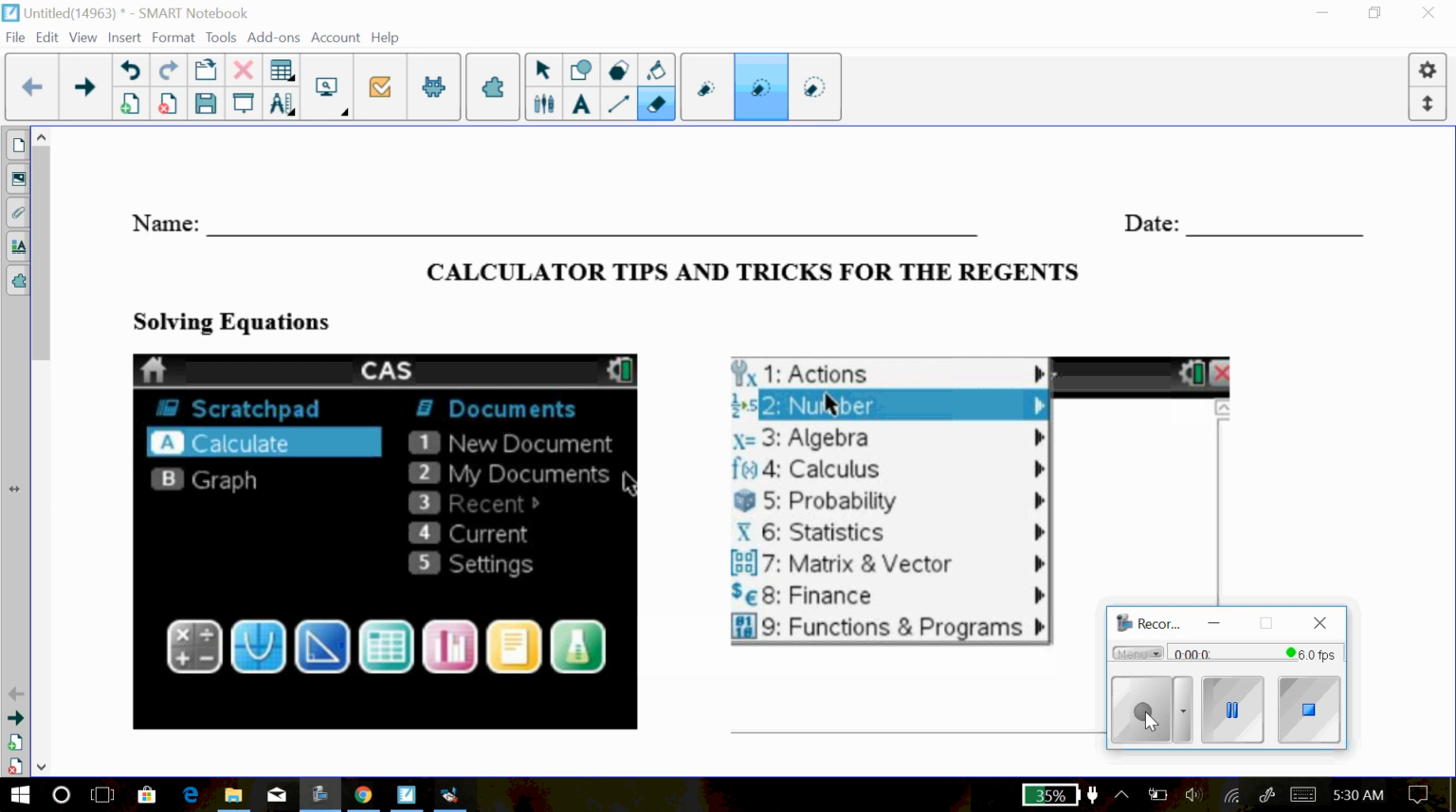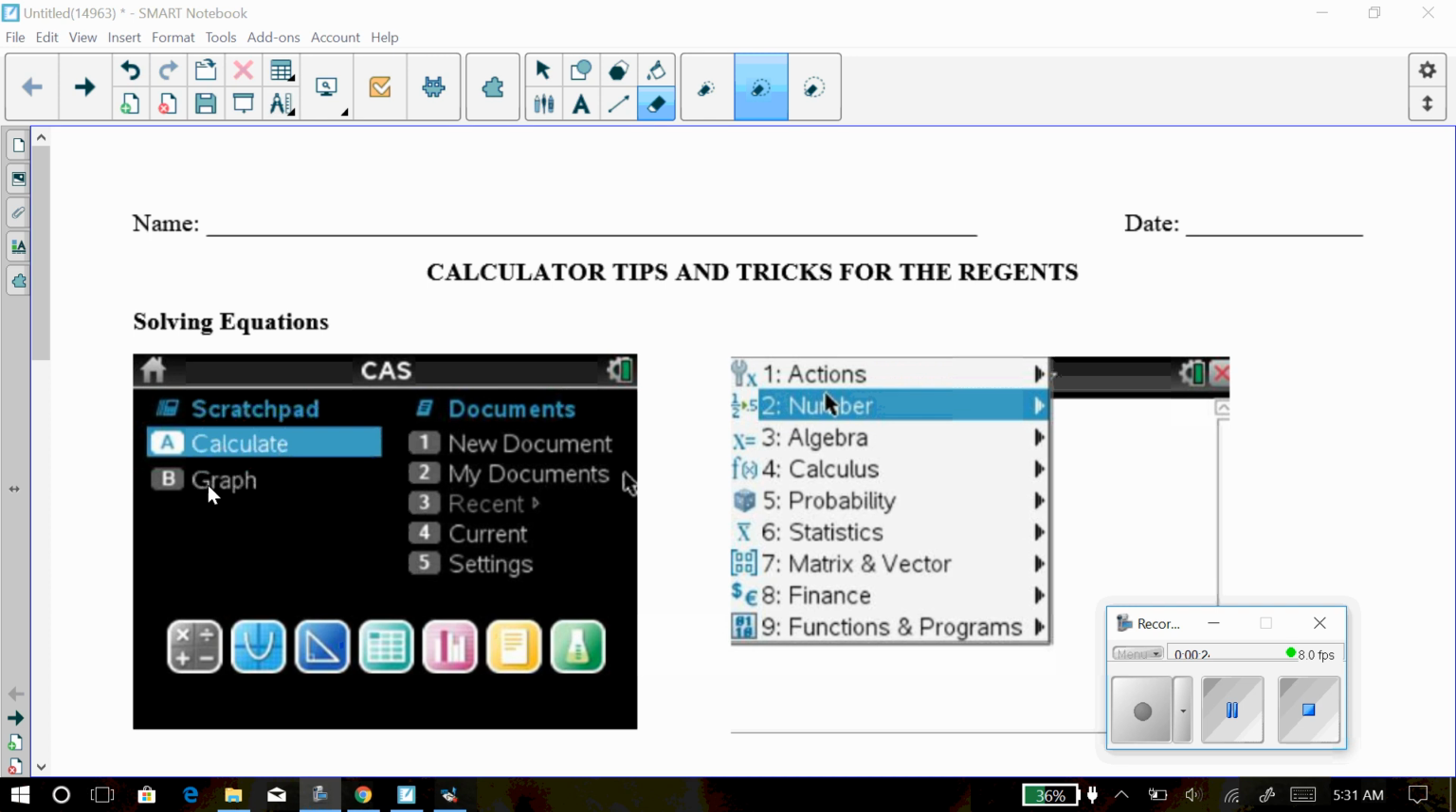Hi everyone. So at this point you should have tried solving these problems on your own. And now I'm going to go over how to solve them using your calculator. I know you probably can solve them by hand or algebraically, but I want to show you what to do if you don't remember what to do algebraically and you have your calculator available to you.